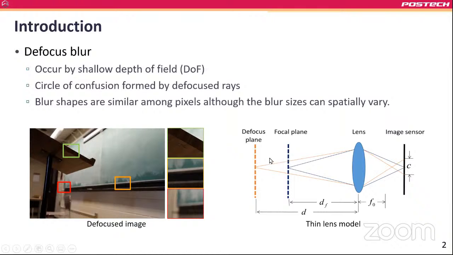Also from this diagram, you can see that the defocus blur depends on the depth from the camera sensor. Also the defocus blur is caused by the circle of confusion. That means that the blur shapes are similar among different pixels, even though the blur size depends on the depth and can spatially vary.